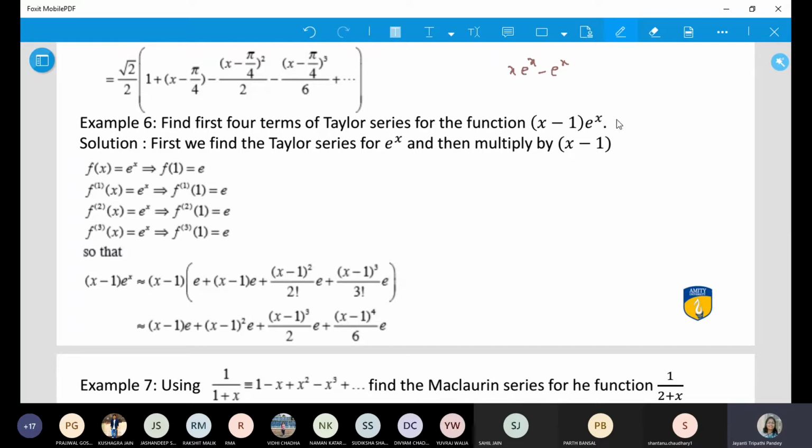So first you find the expansion of e to the power x, and then multiply it by x minus 1. That will do our work just fine. And where will you expand this? Since you are multiplying it by x minus 1, you expand it about 1. Is this direction understood or not?